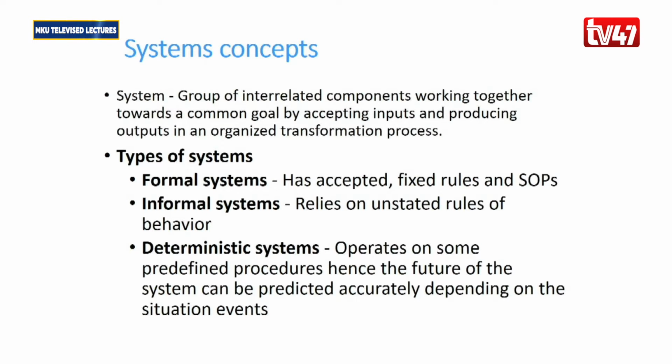We also have deterministic systems, which usually operate on predefined procedures, and therefore you already know that you can predict the output. You can predict the future of that particular system. You know that this system is going to give us a particular output if we give it particular inputs. You are certain about the output. If we give it some input, it will give us some output. So you are certain about the future of that system. It is supposed to behave in a certain manner once it has been given some inputs.